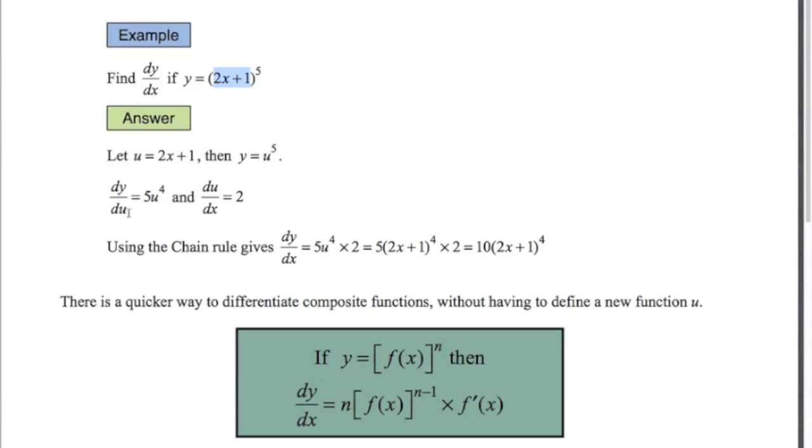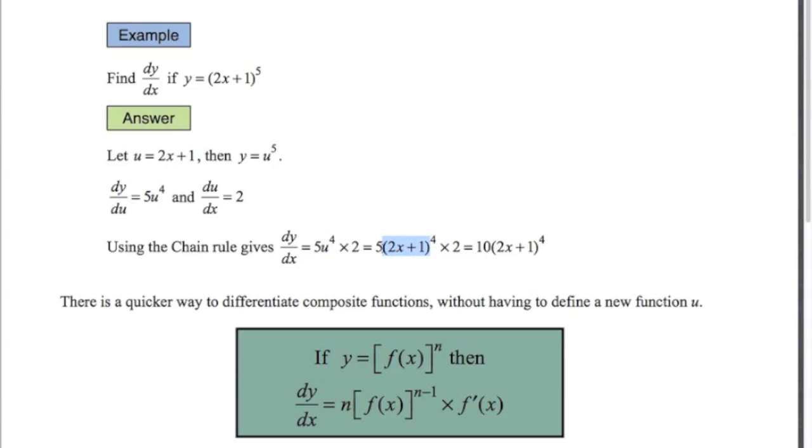So now we've got these two things, we can use the chain rule. dy/dx is dy/du times du/dx. So 5u to the power of 4 times 2. We don't want our final answer with u in it, so we go back to our original definition that u is 2x plus 1. So I'm just going to replace this u here with 2x plus 1.